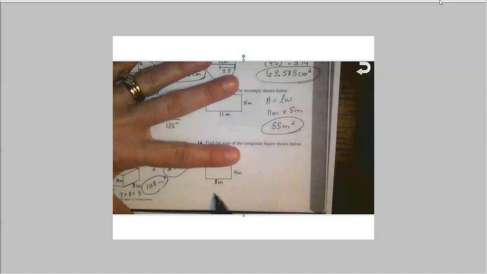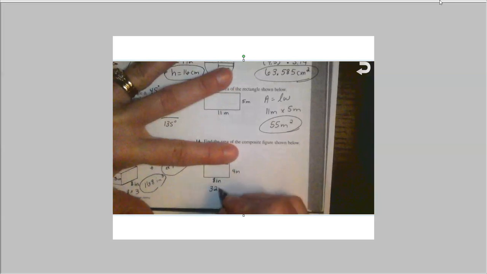All right, number 14 says find the area of the composite figure shown below. Use 3.14 in the place of pi. We don't have a formula for this shape right here, but if we look closely, we see that it is made up of a rectangle, and it is made up of half of a circle. We call that a semicircle. So it's really easy to find the area of a rectangle. Length times width, okay? 8 times 4 would be 32 square inches.